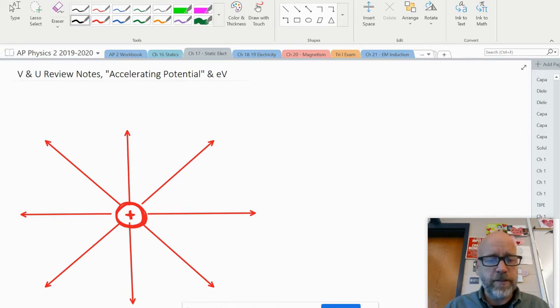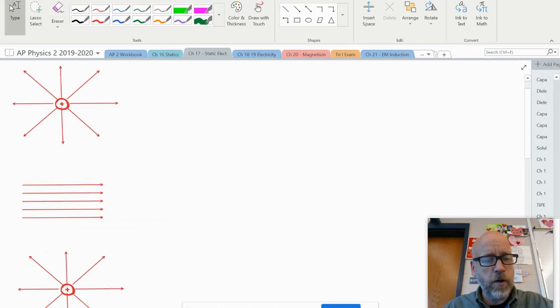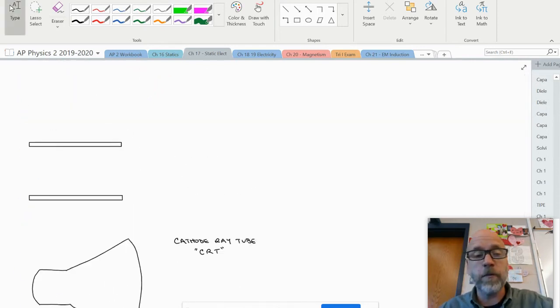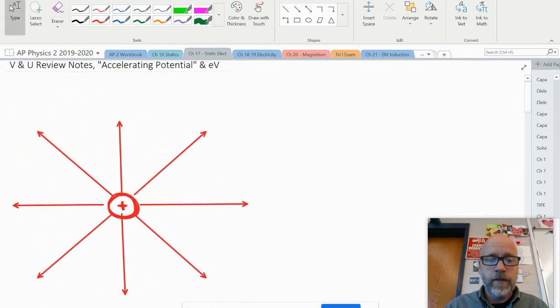So here's what I was thinking today. I kind of already laid out some notes that we'll draw some pictures on, and we'll go through, and I think we'll end it with a problem today. But first, take out a nice clean sheet of paper, put a title up on it. It says Potential and Potential Energy Review Notes. This idea of accelerating potential. And EV, who knows what EV stands for? Yeah, that's right, the electron volt. It's a unit of energy.